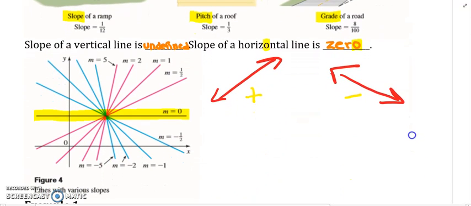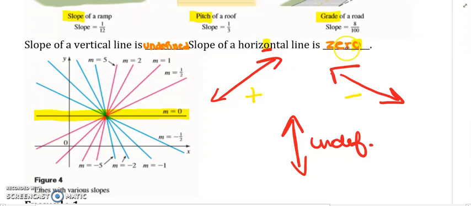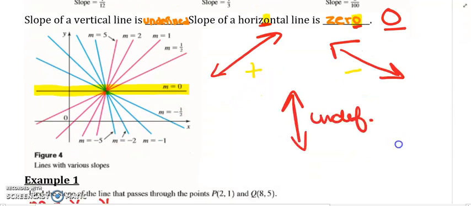A few reminders: the slope of a vertical line is undefined. There is no slope. A horizontal line is 0. And you have your positives and negatives. I'm going to change this: instead of none, I don't want you to be confused with 0. It's undefined, so it does not exist. As opposed to a horizontal, the way I remember it is there's an O in horizontal and there's an O in 0. So horizontal, or the 0 itself, horizontal has a 0 slope.